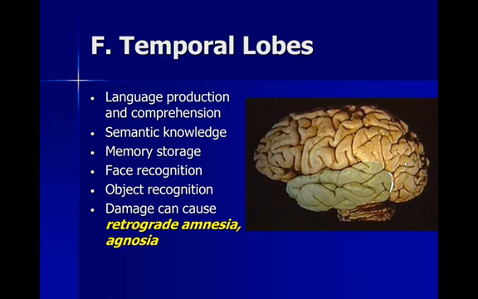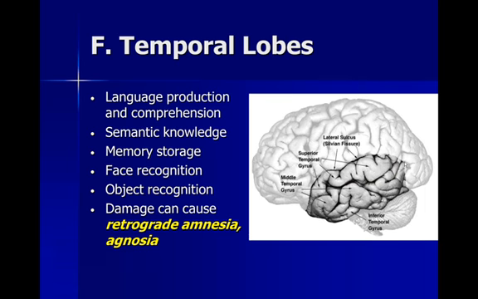Agnosia is an interesting disorder in which people lose the ability to recognize visual objects. So hold up a set of keys, the person won't be able to tell you what they are. Interesting discussion of that in The Man Who Mistook His Wife for a Hat. So again, this is the temporal lobe. The primary auditory cortex is located sort of underneath in the temporal lobe. It's kind of hard to see here, but that's processed in the temporal lobe as well.